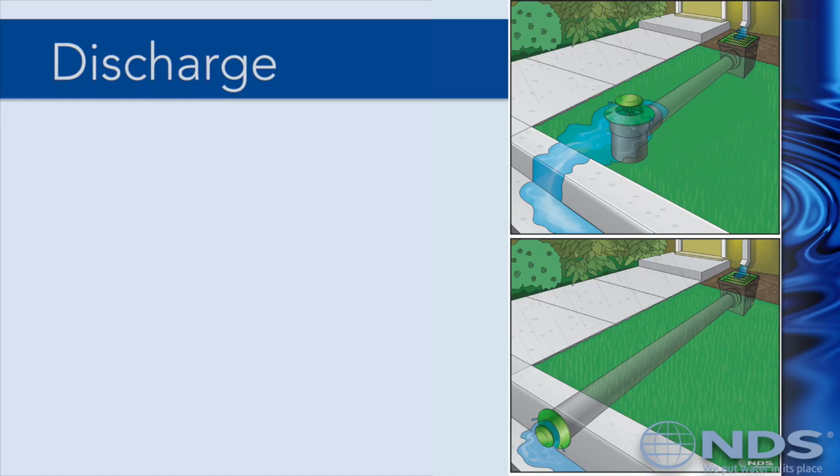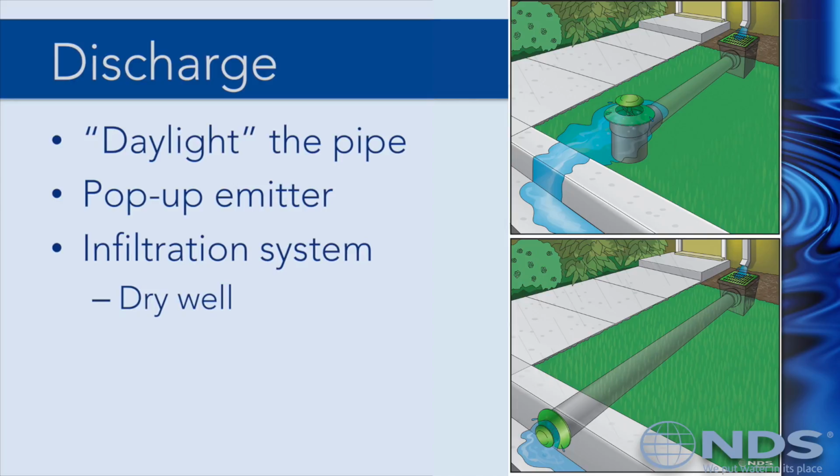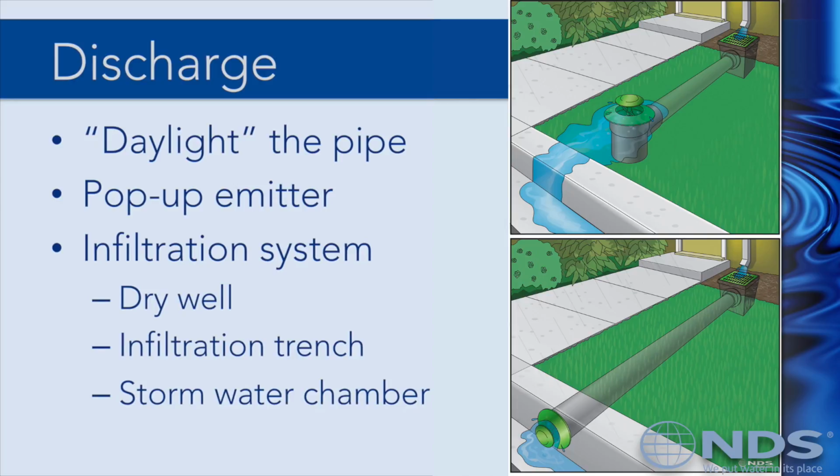There are 3 basic ways to discharge water conducted through the drainage pipe. First, you can simply daylight the pipe, extending it out of the ground and into a ravine or creek bed, for instance. Second, you can use a pop-up emitter that emits water during rain events, but closes when it is dry to prevent clogging with debris or occupation by certain rodents. Finally, an infiltration system like a dry well, infiltration trench, or a stormwater chamber detains and infiltrates excess water underground, allowing it to percolate naturally through the soil after the rain event has occurred.